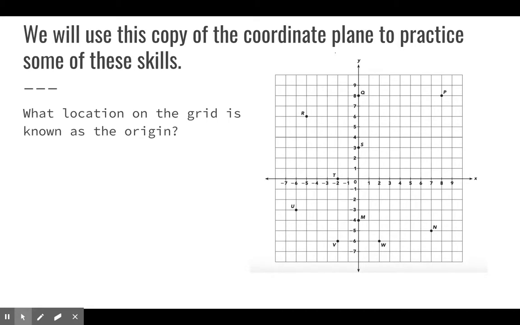So we're going to use this same picture of this grid for a couple different skills. So on this page, what I want to know is what location on the grid is known as the origin. I hope you said 0. I hope you said 0 is the origin, where the 2 lines cross, and that is point 0, that is the origin.